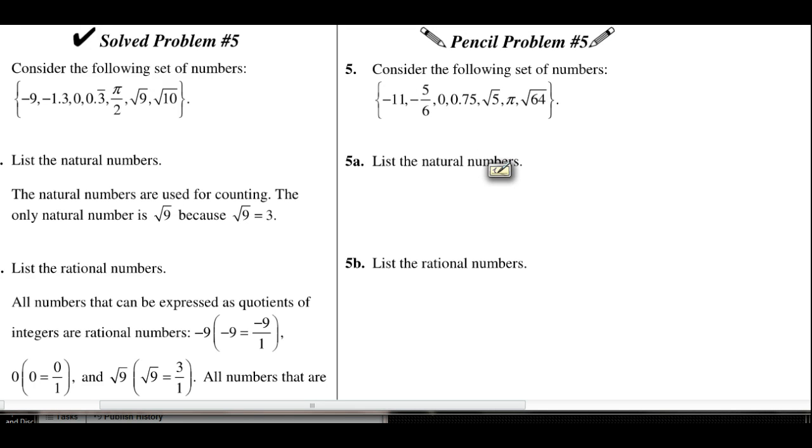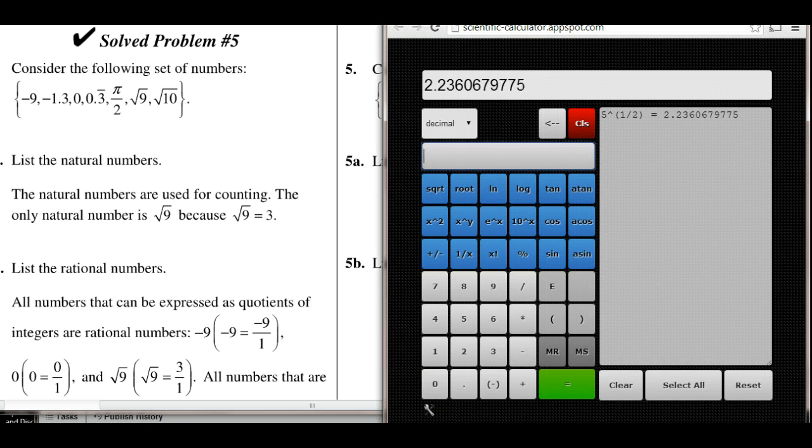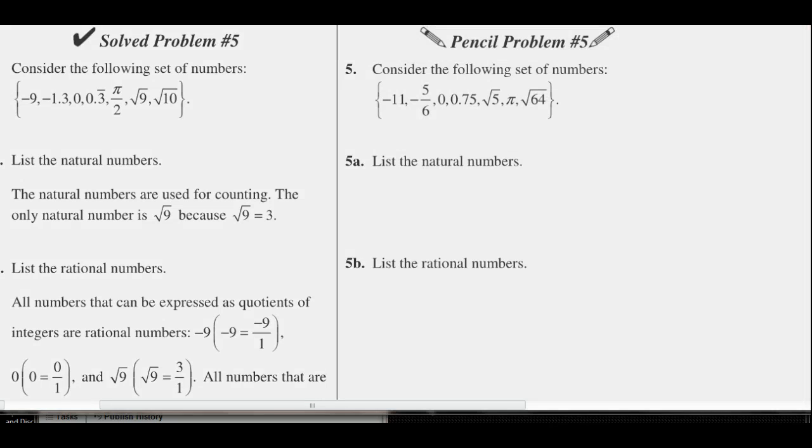But the square root of 64, here's where they're trying to trick you. You might think, oh, all square roots are going to end up as funny decimals, but no, let's be careful to check. If you do 64 and then take the square root, we'll see that it's the whole number 8, which we can clearly count to. So in this case for 5a, to list the natural numbers, we just write down the square root of 64, which simplified equals 8. That would be the natural number from that set.